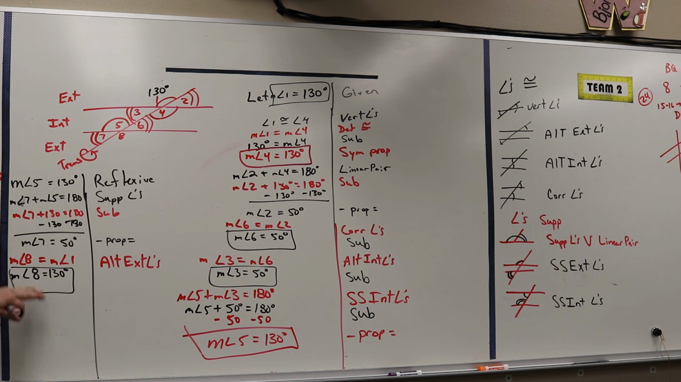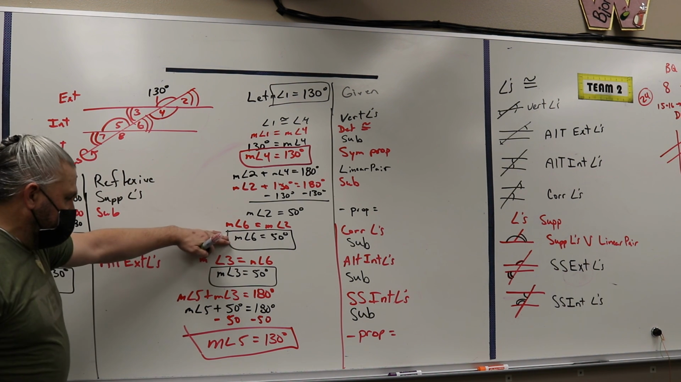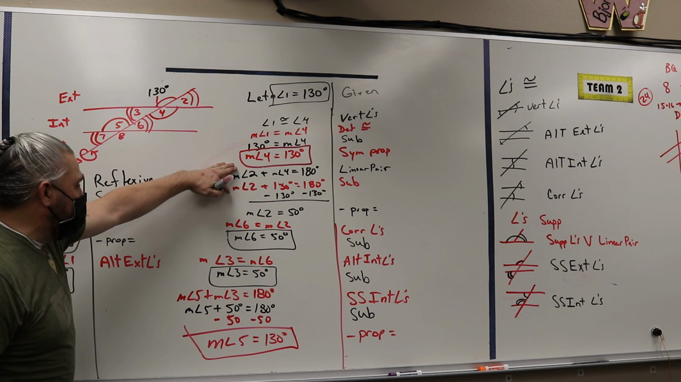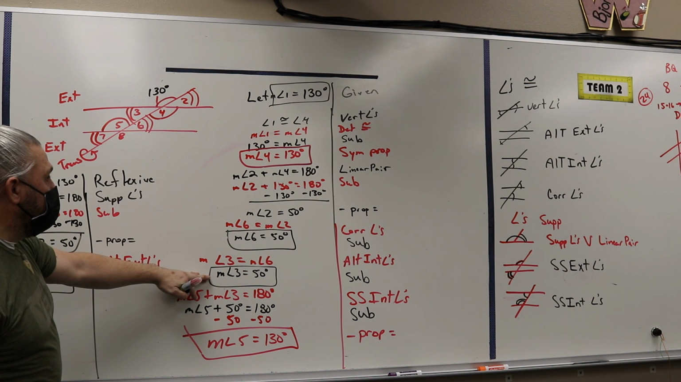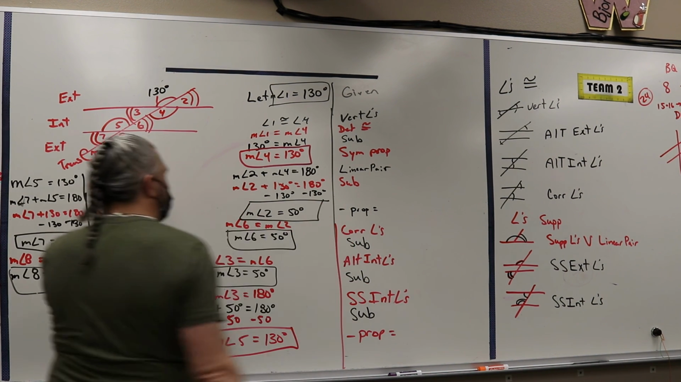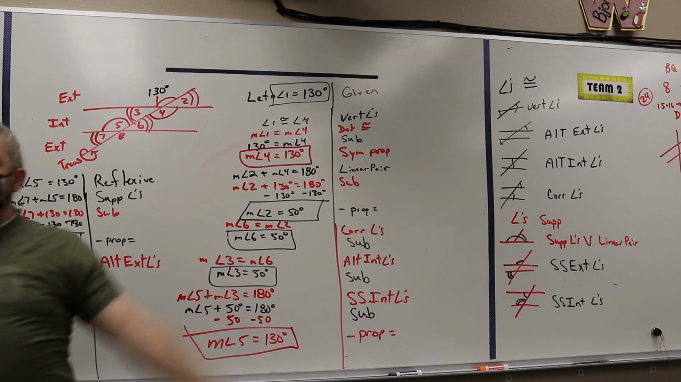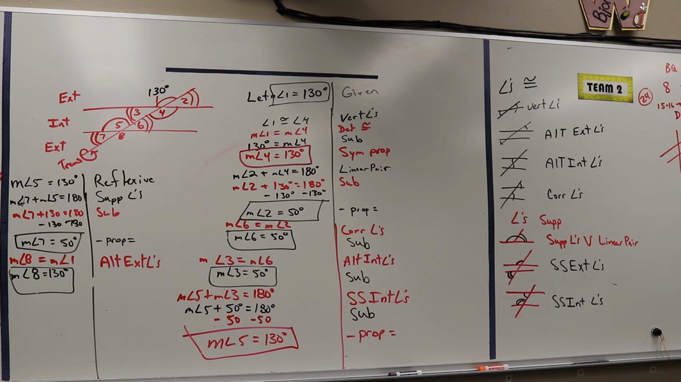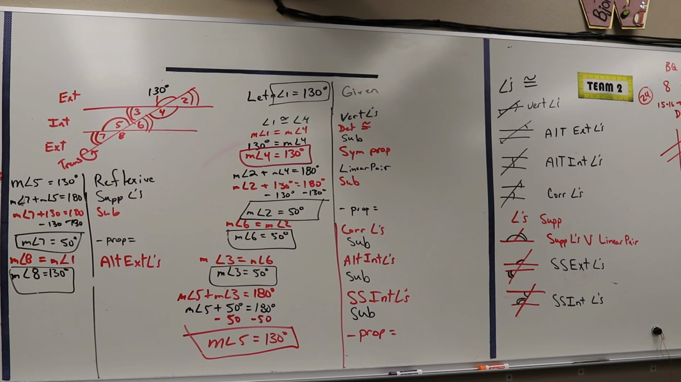So we have 8. We have 7. We have 6, 5, 4, 3, 2, 1. Happy New Year. There you go. And there it is. My bad. Fair enough?